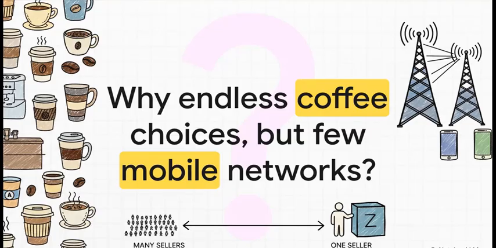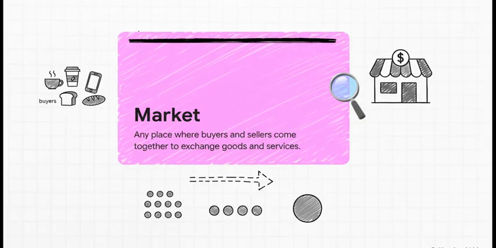Seriously, think about it for a second. Coffee shops, right? You've probably got a dozen choices just around the corner. But what about your mobile network or even your main supermarket? Suddenly that list gets real short, real fast. So what gives? Okay, to get to the bottom of this, we've got to start with the basics.